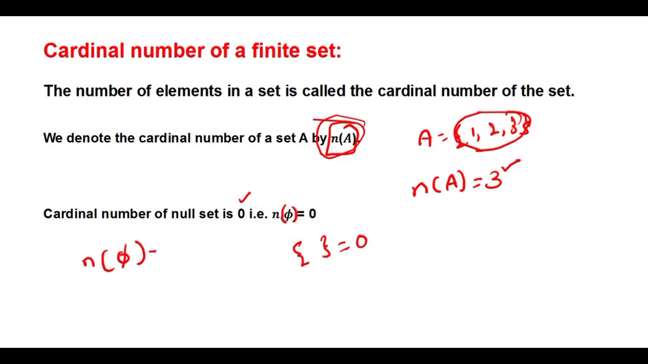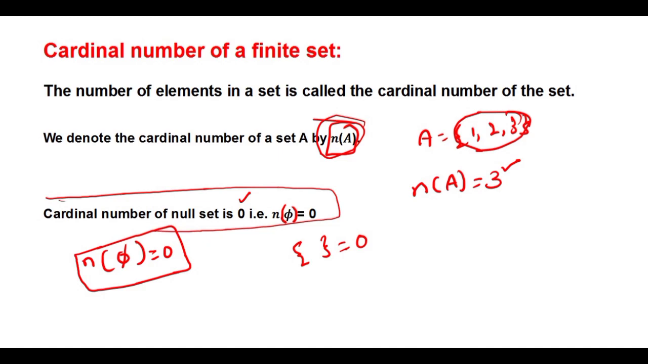This one is also a very important bit. Come on, note down this point immediately in your book. This is a very important point. The cardinal number of the null set is 0. Or directly the question may be asked like this: n(φ) equal to dash. Then you write the answer 0. n(φ) means, don't forget, the number of elements in the set, that is the null set.